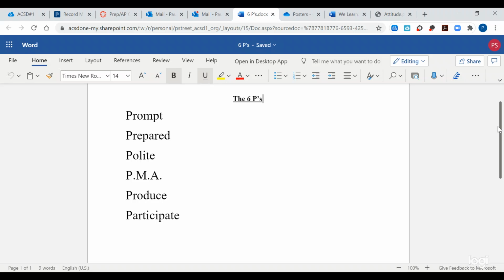So the second one is to be prepared. And so being prepared means to bring your materials to class.